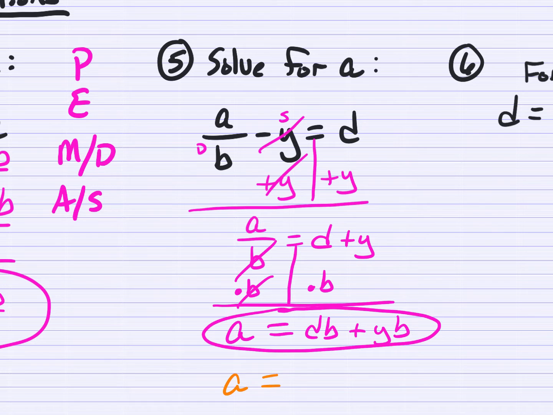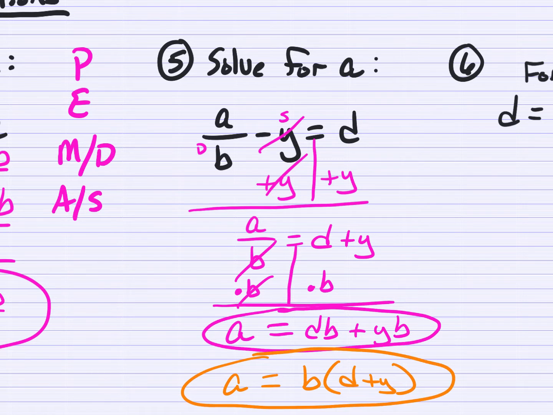The second way is to use parentheses. I'm going to put b on the outside, and I'm going to multiply him by d plus y using parentheses. By writing it like that, I am showing that I should take the b times both the d and the y. So both of these answers are completely acceptable. The purple one probably looks easier to you though.